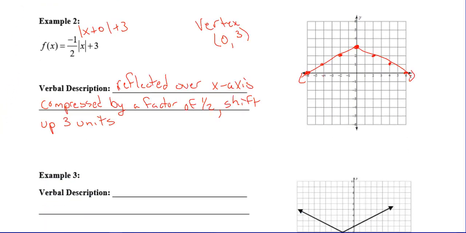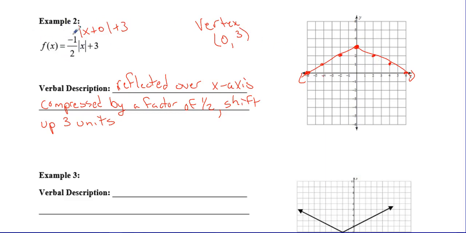Okay, so here's the answer to example 2. And what you should see here is that it's been reflected over the x-axis, compressed by a factor of positive 1/2. Again, your compression and your reflection are always positive because it's the absolute value of A. So this should never be negative. Then it's shifted up 3, right? My vertex is 0, 3 because inside the absolute value, I'm not adding anything. I'm adding 0. Outside is a positive 3, so that's up 3.